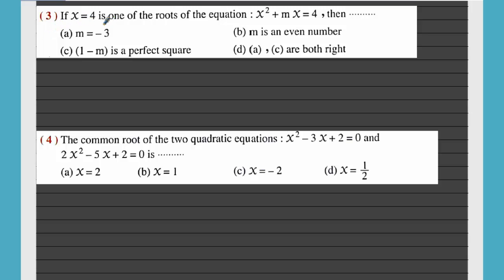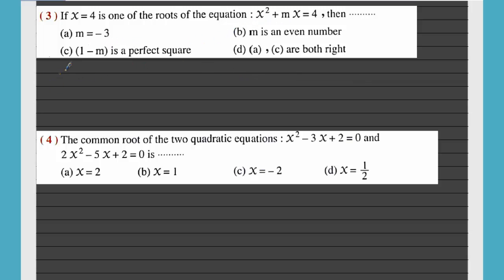If x equals 4 is one of the roots of the equation x squared plus mx equals 4, then: A, m equals negative 3. B, m is an even number. C, 1 minus m is a perfect square. D, A and C are both right. Okay, let us solve this equation to find the value of m first.